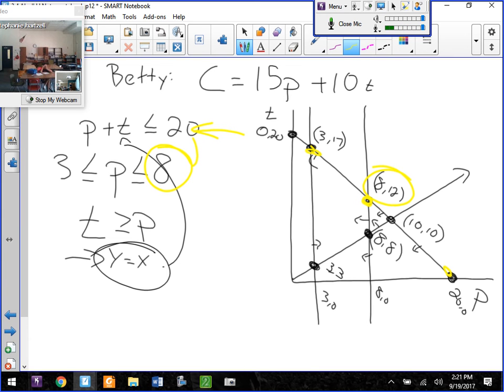I just wanted to make sure I showed it. Substitution-wise, now it's easy, right? The rest of that part's simple.